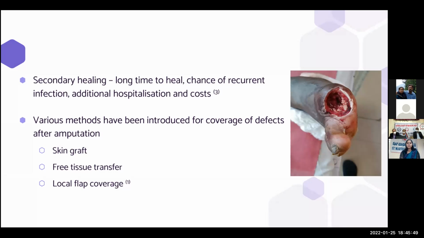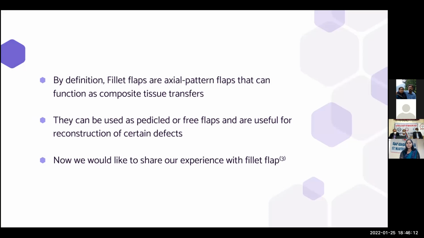It usually takes a long time to heal, and the chance of recurrent infections is also high, which adds to further hospitalization and cost. To prevent all of this, various methods have been introduced for the coverage of defects after amputation: skin graft, free tissue transfer, local flap coverage. Fillet flap is a type of local flap coverage, and by definition, they are axial pattern flaps that can function as composite tissue transfers. They can be used as pedicle or free flaps and are useful for reconstruction of certain defects.